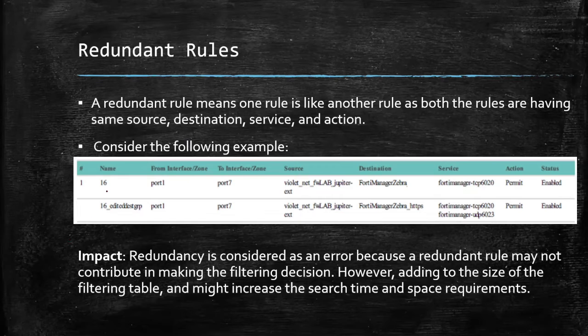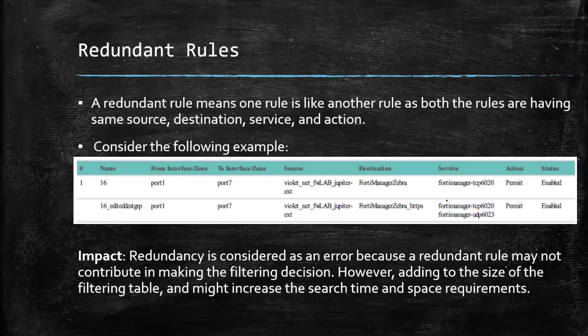Now, for example, here is rule number 16 and rule number 16 edited group. If you see the from interface to interface, the source and destination in both cases are the same. So what we can do is identify this kind of rules and say, okay, this is a redundant rule in the environment and it needs to be removed, because only the first rule will be run, and the second rule won't be run because it is the same rule in the environment.